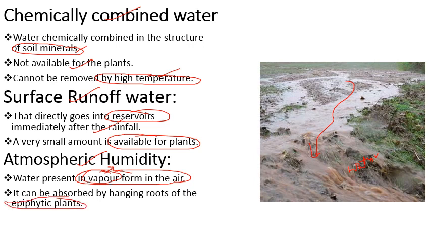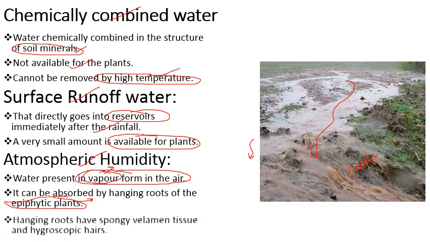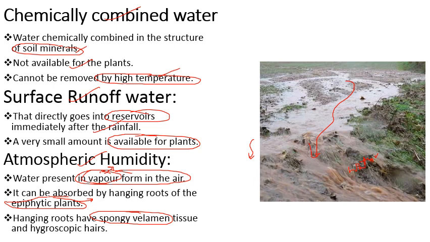So we have some orchid plants, उनमें जो roots होती हैं they are hanging roots, और उसमें एक tissue होता है that is called velamen. So that tissue is able to absorb this humidity from air. So hanging roots have spongy tissue that is known as velamen tissue and have hygroscopic hairs जो कि humidity को absorb करते हैं.